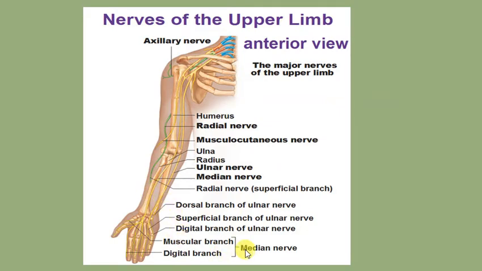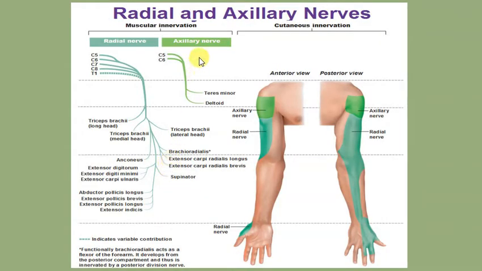From there we have the median nerve, which supplies the lateral side. The ulnar nerve supplies the medial side. Then the axillary nerve supplies the shoulder region. Musculocutaneous supplies the anterior compartment of the arm. So you can see this is the radial and axillary nerve.